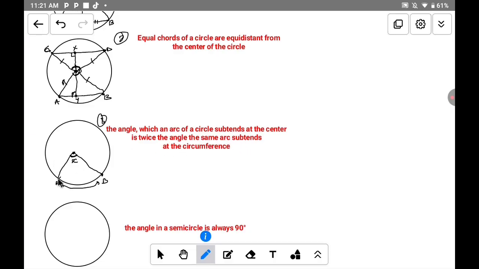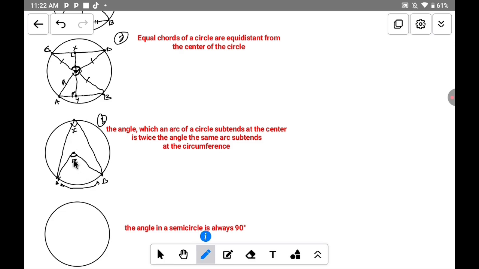For the same arc, let's say it makes another angle from this part. They meet at this part and form the angle. So let's say the angle here is angle S. Now the angle at this center here, that subtends this arc, is twice the angle at this circumference here.